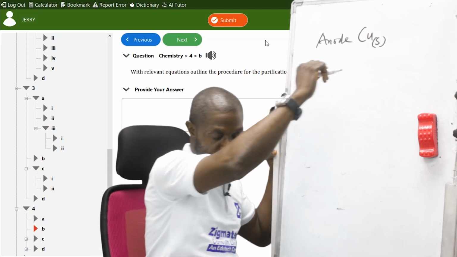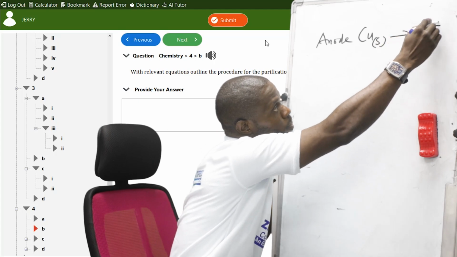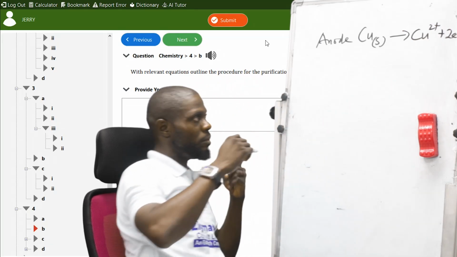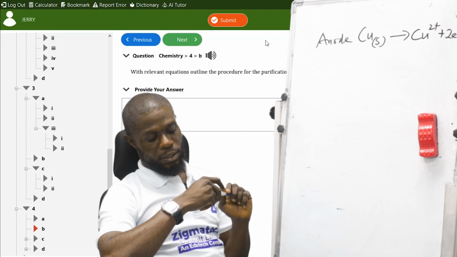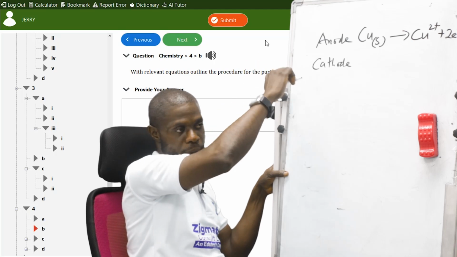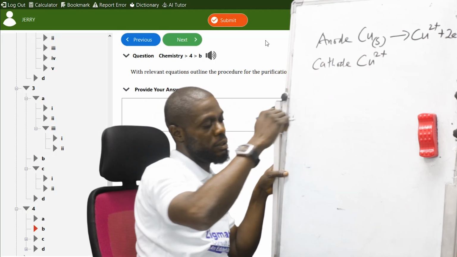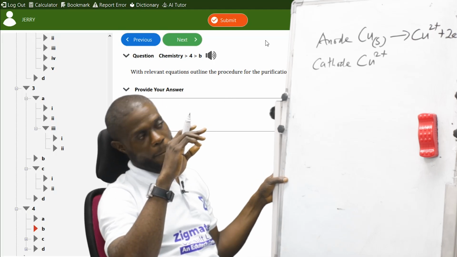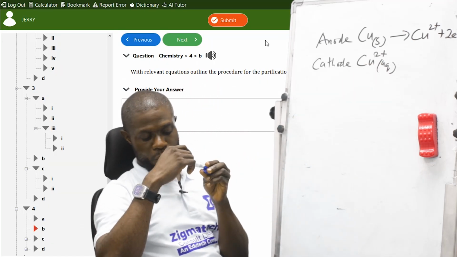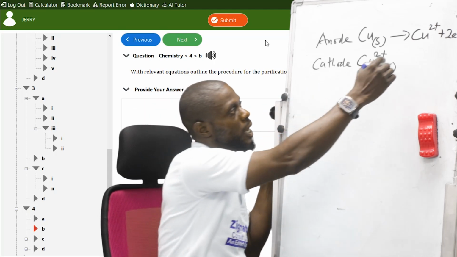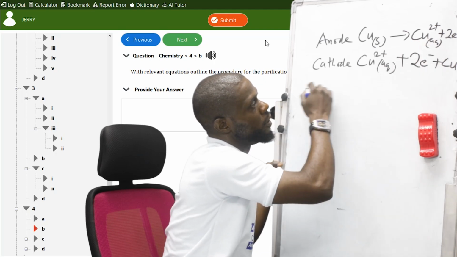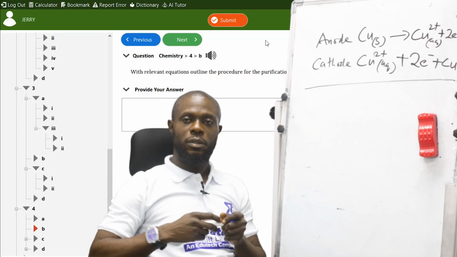The anode, which is the impure copper, will give out Cu2+ and 2e-. Then at the cathode, it becomes pure. It will be Cu2+, aqueous. Then it's going to give you 2e- plus Cu. This is the equation.